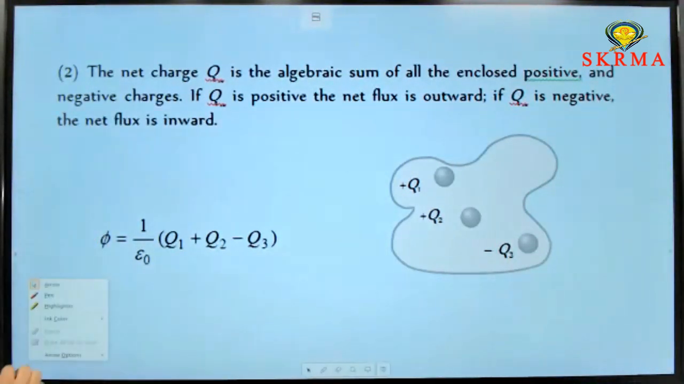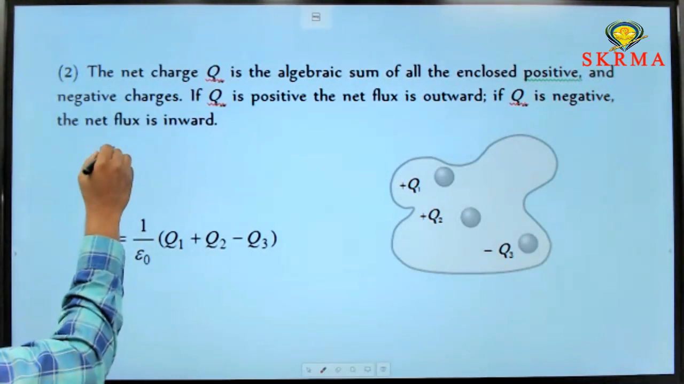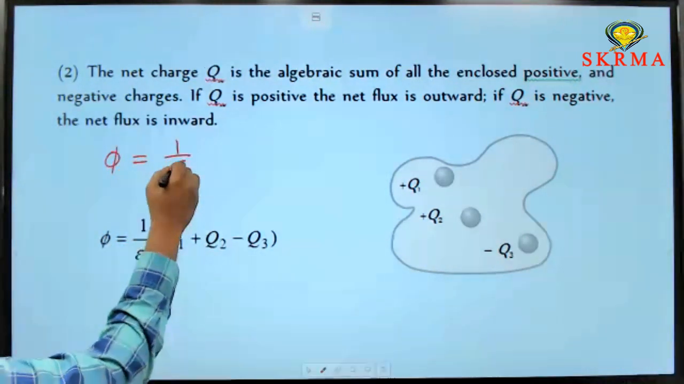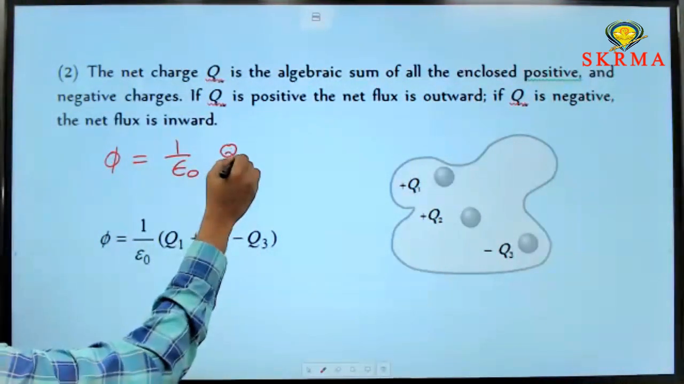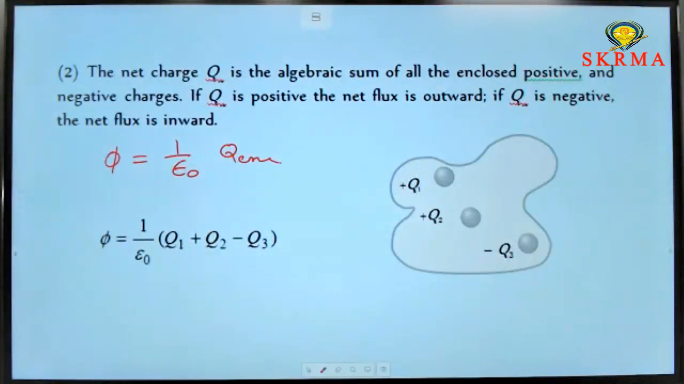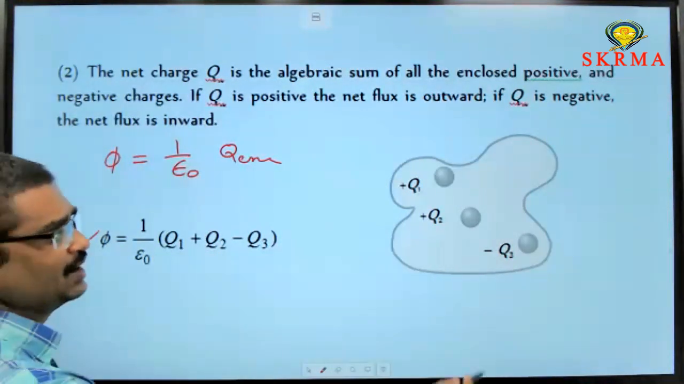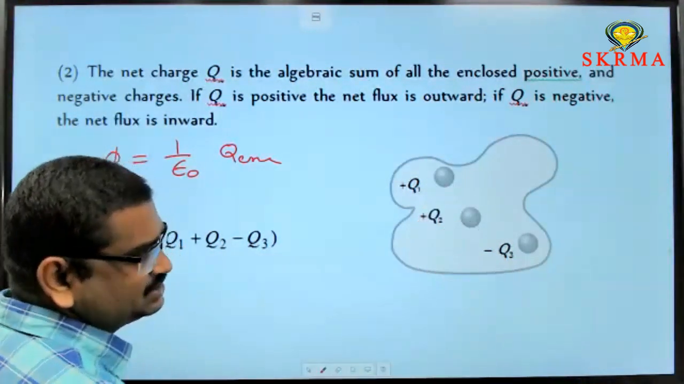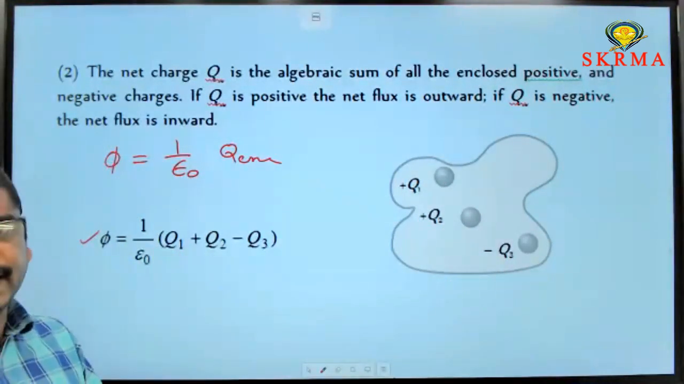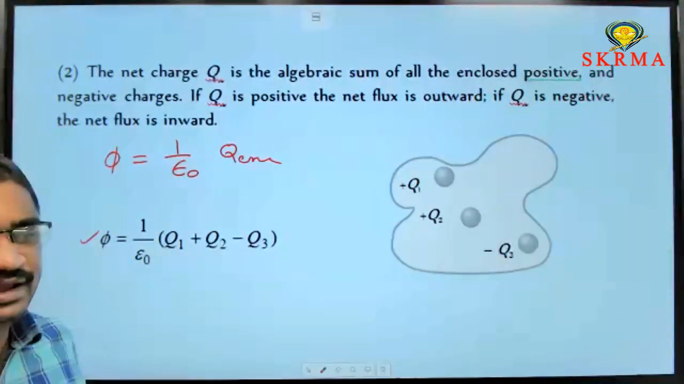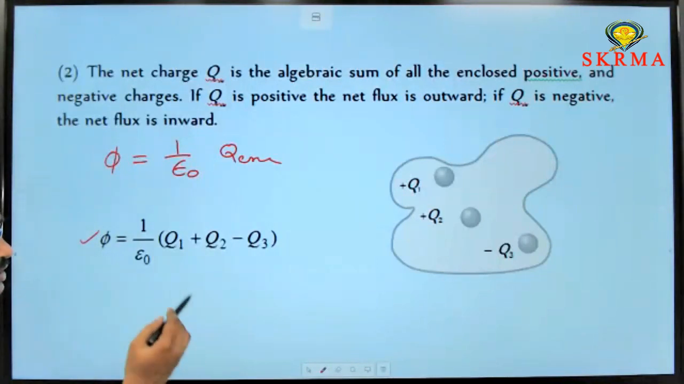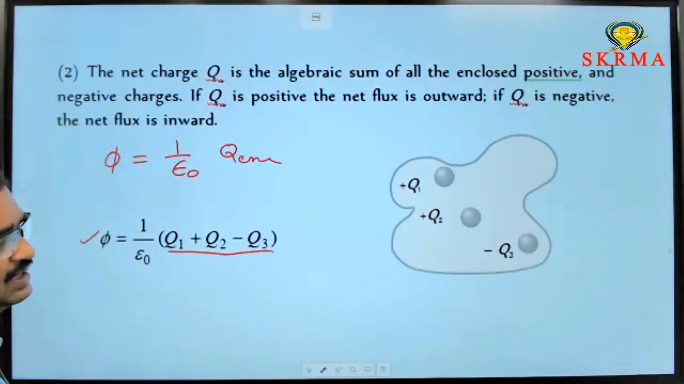So what is Gauss law? What is the basic equation from Gauss law? 1 by epsilon naught into Q enclosed. So we can write phi equal to 1 by epsilon naught times the total charge, which is Q1 plus Q2 minus Q3. Here you need to take the signs as they are, and consider the signs while adding. So instead of Q enclosed, we write Q1 plus Q2 minus Q3.